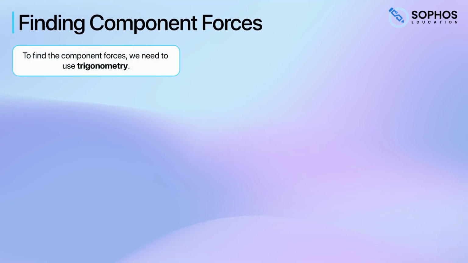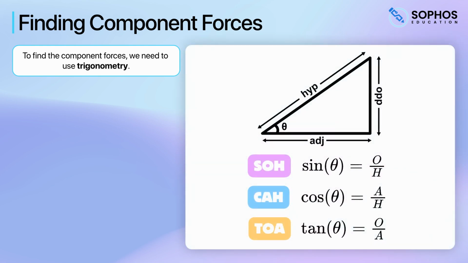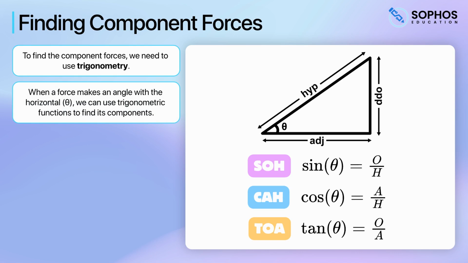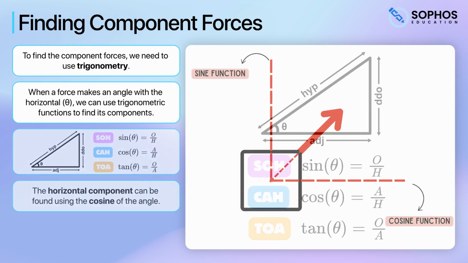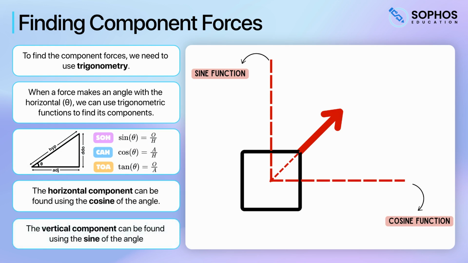Now that we understand what resolving forces means, the next step is to learn how to find these component forces. To do this, we need to use trigonometry. You may remember from your maths lessons that when we are given a right-angled triangle as shown, we can use the trigonometric functions sine, cosine, and tangent to find missing angles or side lengths. Well, we are going to use this trigonometry to find the component forces. When a force makes an angle with the horizontal, we can use the following trigonometric functions to find its components. The horizontal component can be found using the cosine of the angle, and the vertical component can be found using the sine of the angle.